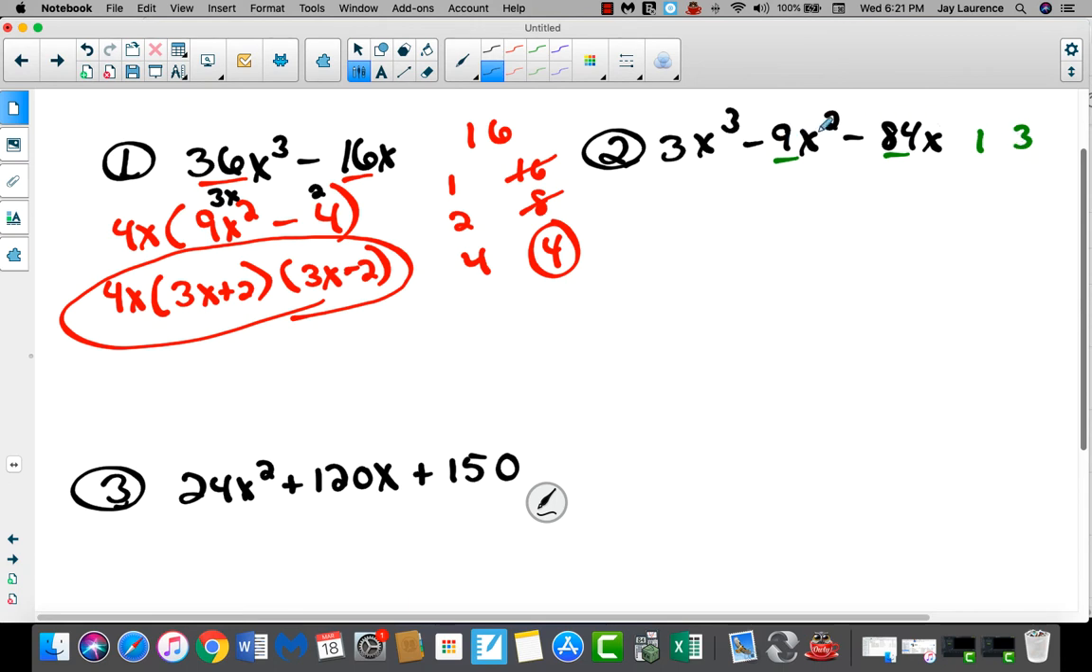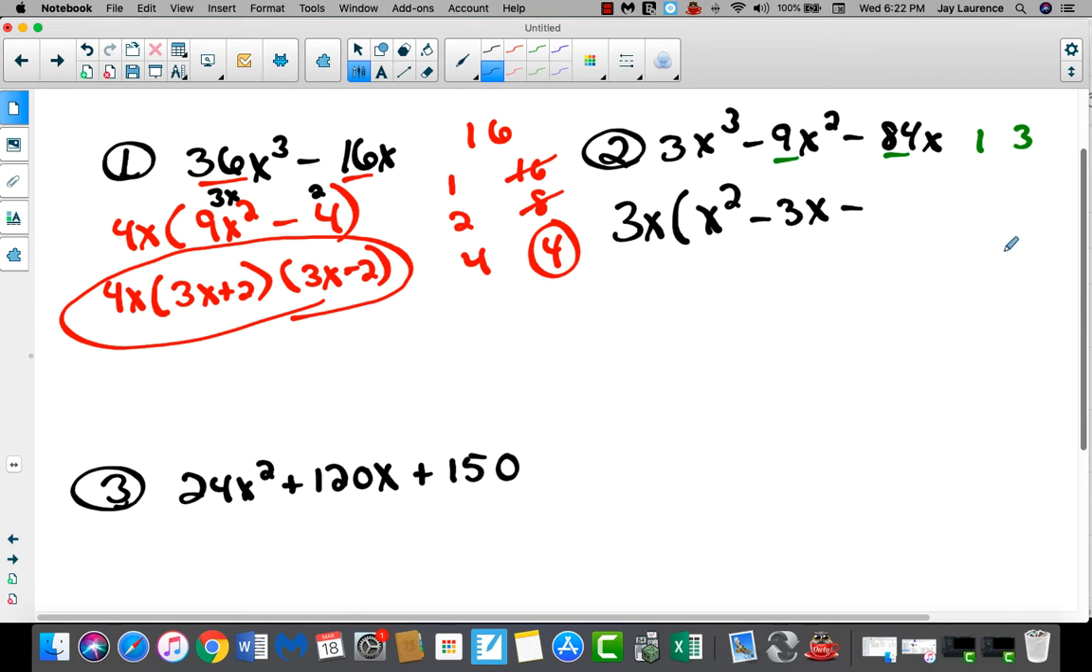Okay, so 3 does go into 9. It also goes into 84. How do I know? 8 plus 4 is 12, and 3 goes into 12. Remember, that trick only works for 3s and 9s. So my GCF is going to be a 3x. I'm going to factor it out, and I'm left with an x squared minus 3x, right?